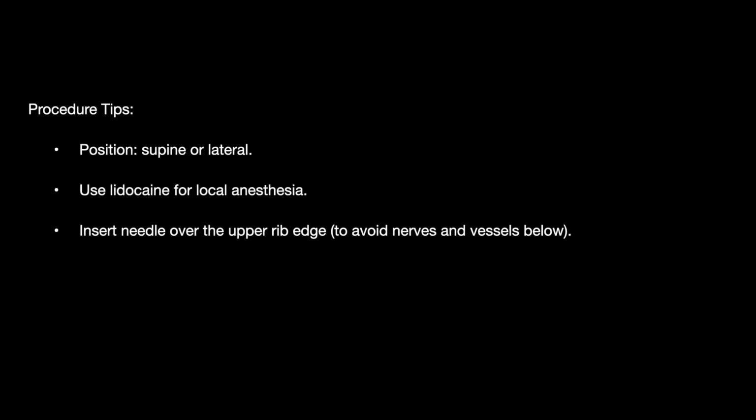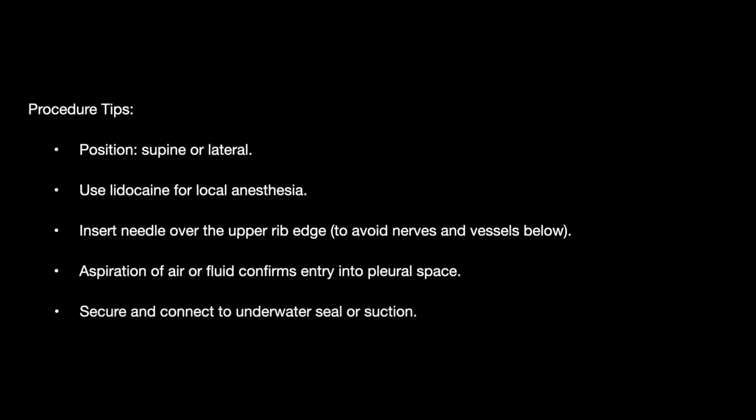Procedure tips: position the patient supine or lateral. Use sufficient local anesthetic, that is very important. Insert the needle over the upper rib edge to avoid the nerves and the vessels. This is very important, not the lower rib edge. Always go through the upper rib edge. Aspiration of air or fluid confirms entry into the pleural space. Secure and connect to the underwater seal for suction.